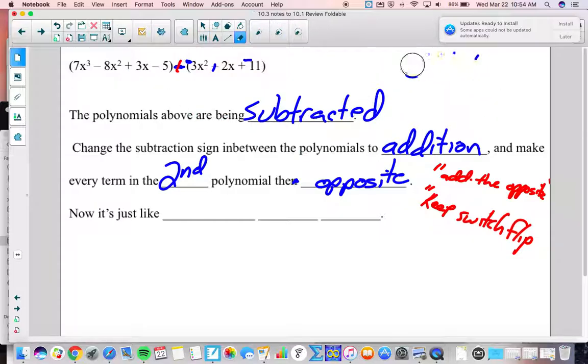So keep, switch, flip, add the opposite, but you have a lot of opposite marks to make here. Every term in the second polynomial gets switched to the opposite. Now it's just like adding polynomials or combining like terms.